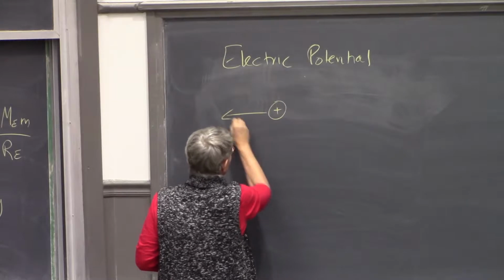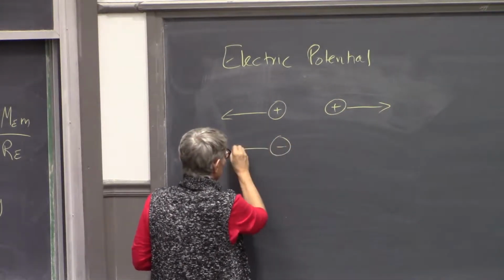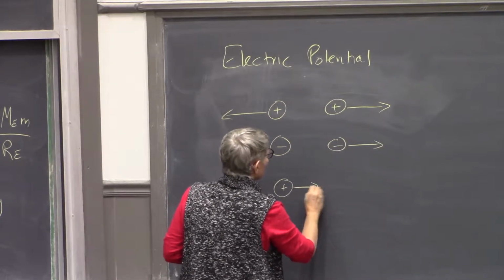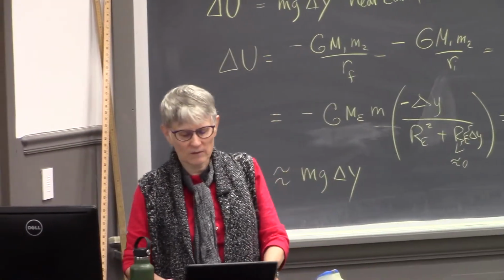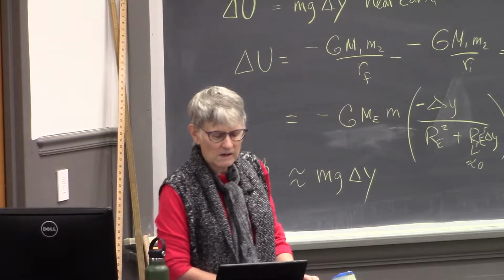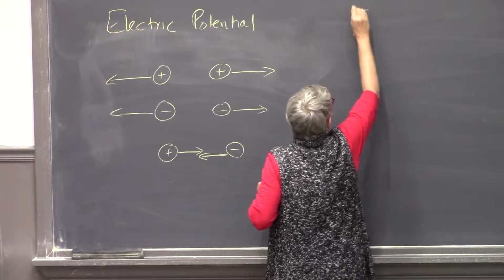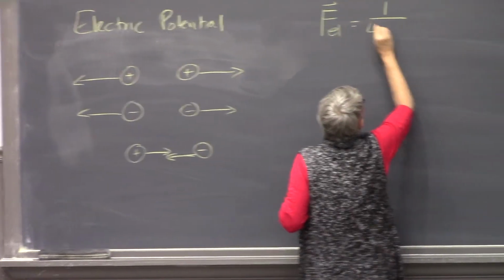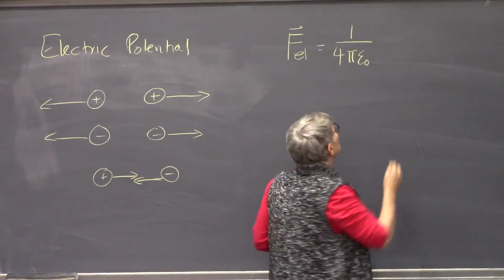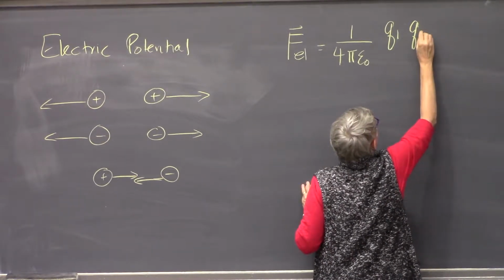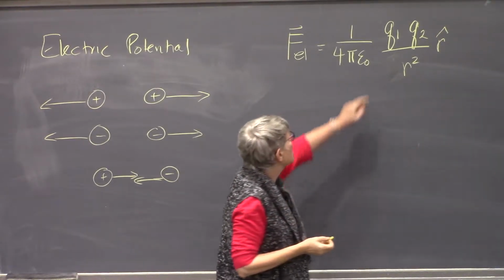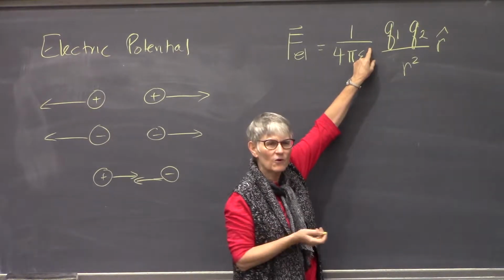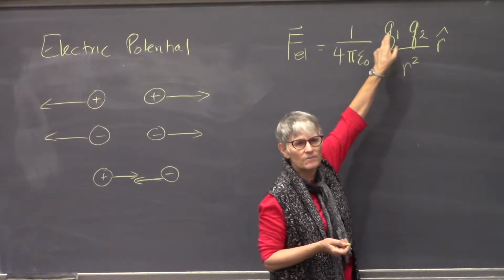So we have positive charges and negative charges repelling each other, and a positive charge and a negative charge attracting each other. So it seems like the potential energy of the system could be either positive or negative. And it turns out that that's the case. Remember that the electric force between two particles had this odd constant, 1 over 4 pi epsilon sub 0, the charge of one particle, the charge of another particle, over r squared, r hat, right? And the direction of the force depended both on r hat and on the signs of both charges.